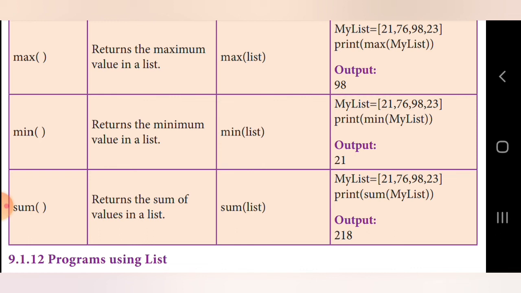Okay, and the next function is sum, which returns the sum of values in the list. So this function is going to add all the elements present in the list and show the total value as a result. Okay, now you can see the general syntax, sum of list. So the general syntax is sum within brackets list. Now you can see the example, my list is equal to 21, 76, 98, 23. So totally this list is having 4 elements. Now we are going to add all these elements and show the output. For that the user can use the statement print within brackets sum within brackets my list and then close brackets. Okay, so the output, which is the sum value for these elements, is 218. So this is the output. This output can be displayed on the monitor.